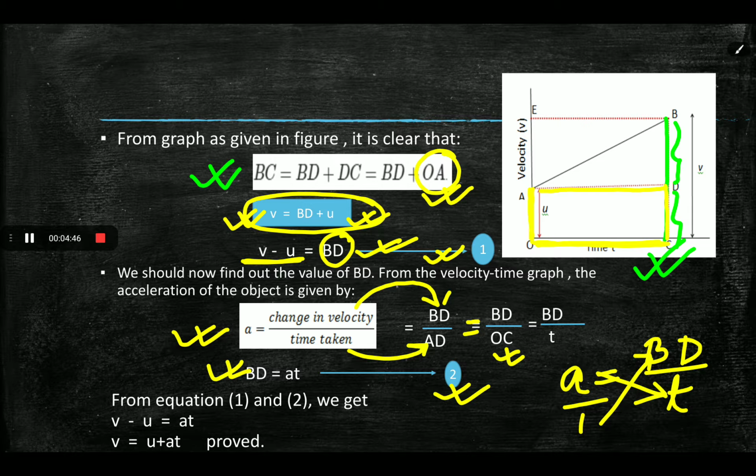Now, if we use equation 1 and equation 2, then we will get v minus u is equal to, and in place of BD, we will put the value of at. So v minus u is equal to at, and when we arrange this equation, we will get v is equal to u plus at. This is the first equation of motion, and this equation of motion can be proved by graphical method like this.